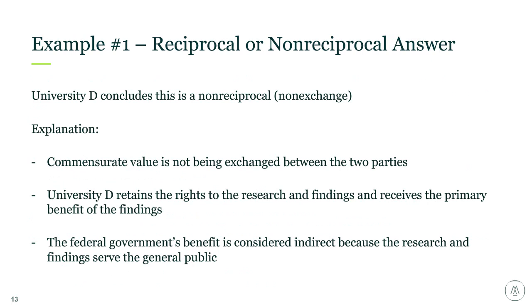This would be a non-reciprocal transaction because commensurate value is not being exchanged between the two parties. University D retains the rights to the research and findings and receives the primary benefit of the findings, and the federal government's benefit is considered indirect because the research and findings serve the general public.